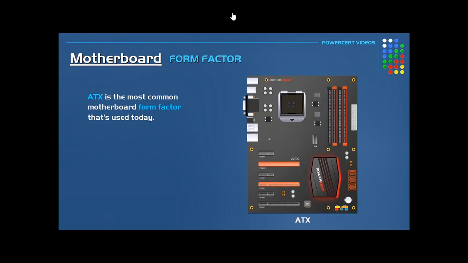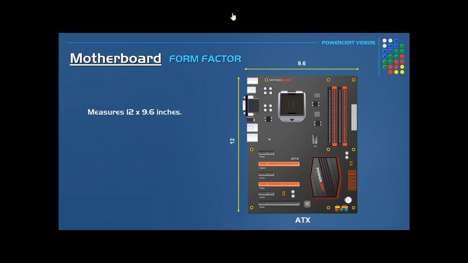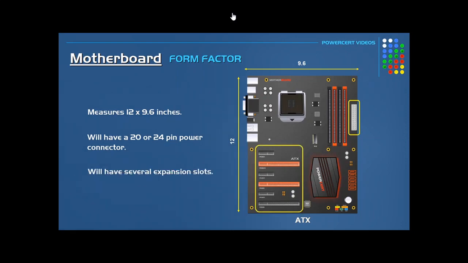Now the most common form factor that's used in PCs today is ATX. ATX stands for Advanced Technology Extended. Now this is a non-proprietary industry specification that was created by Intel back in 1995 and is now the de facto standard form factor for PCs today. So if you are the type of person that likes to build their own PC, then most likely you'll be getting an ATX motherboard. A standard ATX motherboard is 12 by 9.6 inches, and they will have either a 20 or, in modern motherboards, a 24-pin power connector. And they will also have several expansion slots. So for example, this particular ATX motherboard has 6 expansion slots.